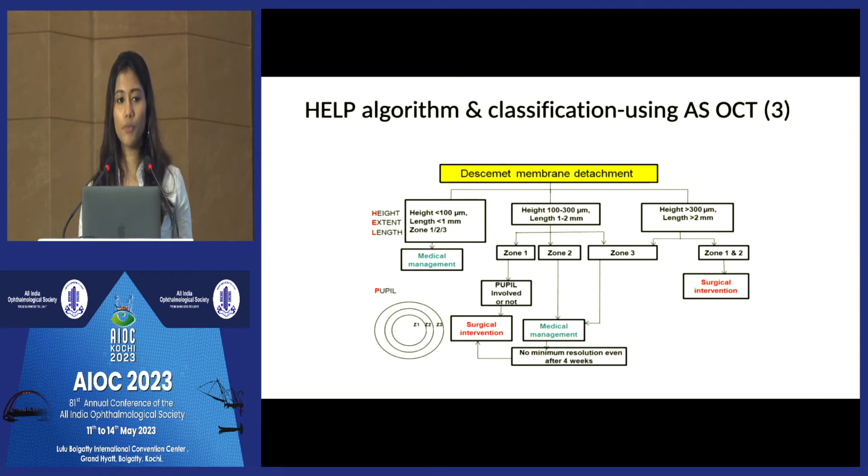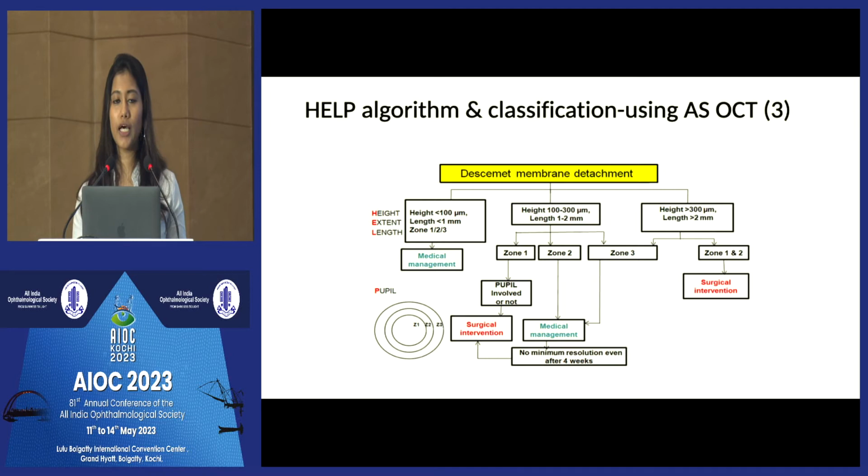In case of the pupillary involvement, it can be classified into three zones: zone 1, 2, and 3. Zone 1 involving the center, zone 2 involving the mid periphery, and zone 3 involving the far periphery. So the first one, when the height is less than about 100 microns and the length less than about 1 millimeter, when either of the zones are involved, 1, 2, or 3, we can go ahead with the medical management.